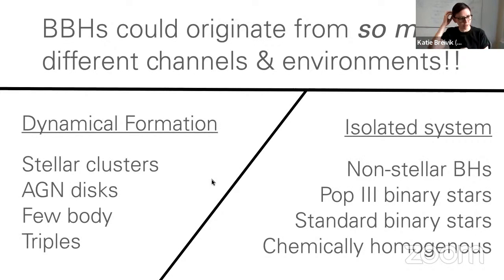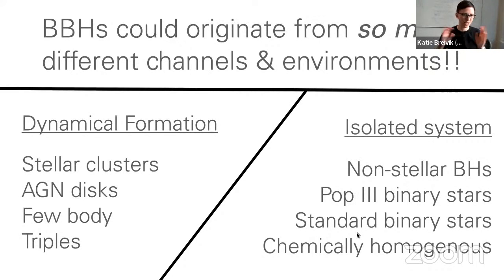Broadly speaking, just for an overarching description, they're divided into two sets. There's either dynamical formation, where physical processes bring the merging black holes together through dynamics. That happens in stellar clusters and AGN disks. Maybe there are few body interactions that happen rarely, but are very efficient at making mergers, or triples. Or there are isolated systems, and these are things like non-stellar black holes. Maybe there are primordial binary black holes that are formed. There are a bunch of cosmological theories that can produce non-stellar black holes, but they're usually not dynamically put together. Otherwise, it's just isolated binary stars coming from different regimes here.